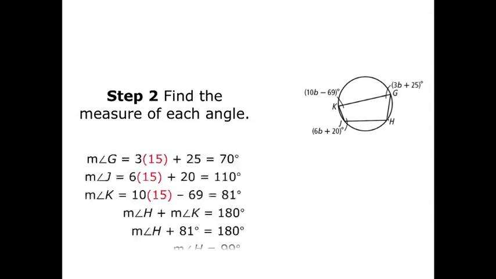So plugging in G, J, and K, again, it's fairly easy. I just plug into what I had. So for example, G was 3B plus 25, so 3 times my 15 that I got for B, plus 25, is 70 degrees. And you can see how to do J and K the same way. And then I can either add all three of these together and subtract from 360, or as it's showing here, realize that K and H, because they're opposite angles in a cyclic quadrilateral, have to sum to 180 degrees. Okay? And so adding those together equals 180. Either way, I'm going to get that H is 99 degrees.